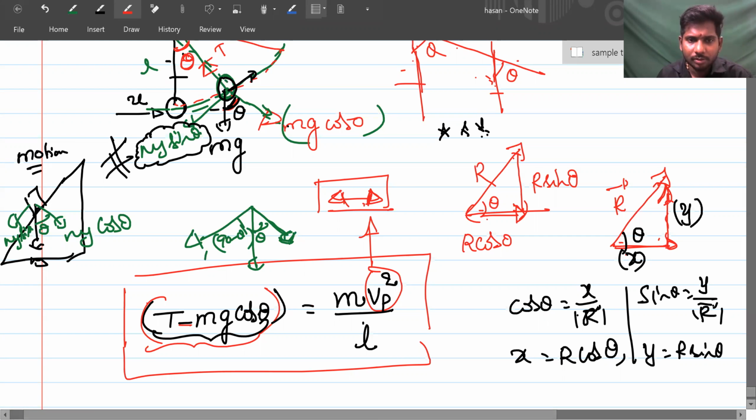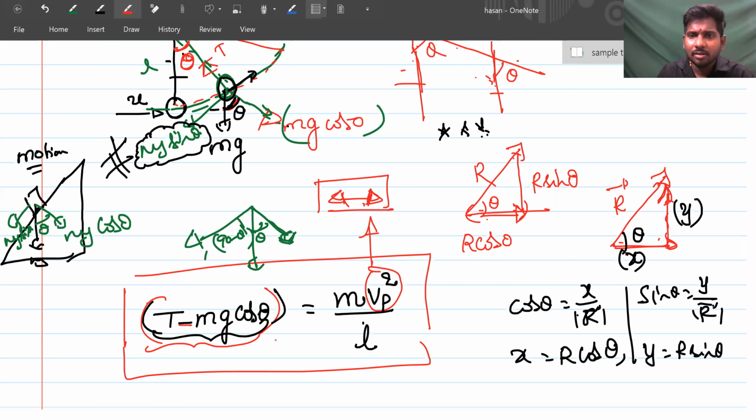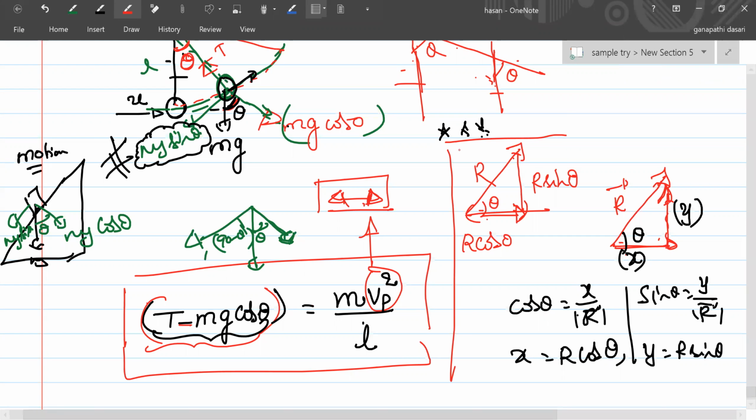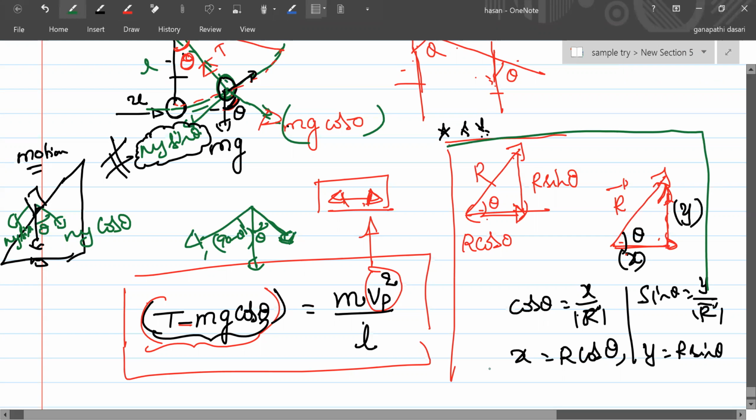Yes, sir. Understood, sir. How to resolve this concept, you can already go through in vectors or in motion. Sir, because this T is inside and mg is opposite to that, they both are involved in this circular motion. So we are using the centripetal acceleration, because centripetal acceleration is towards the center.